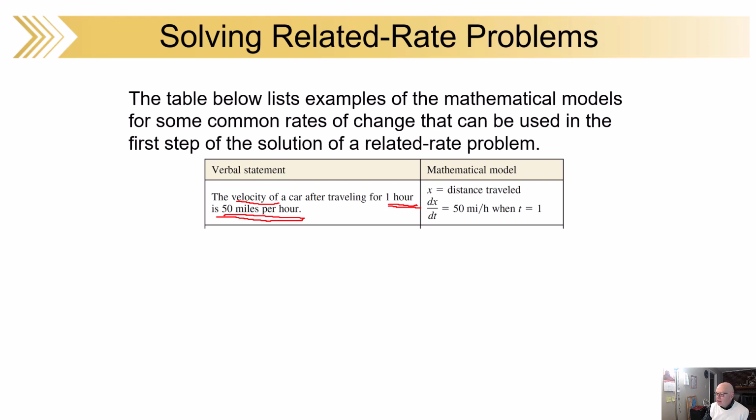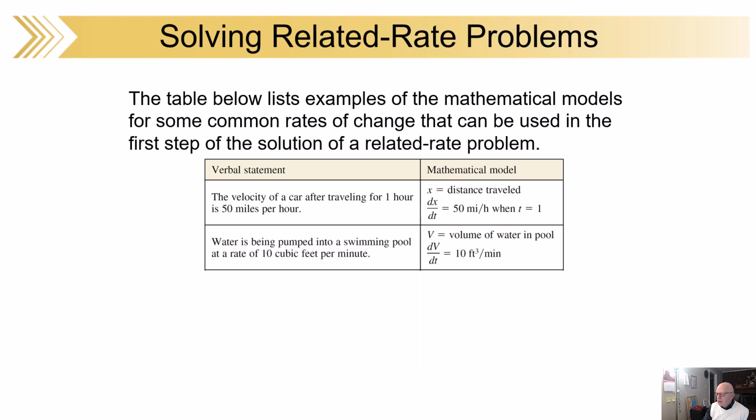So you've got x is distance traveled, that's part of the model, and dx/dt is 50 miles per hour when t equals 1. All those pieces. And there's the model. Another one. Water is being pumped into a swimming pool. You can get a picture of that, as well as the car.